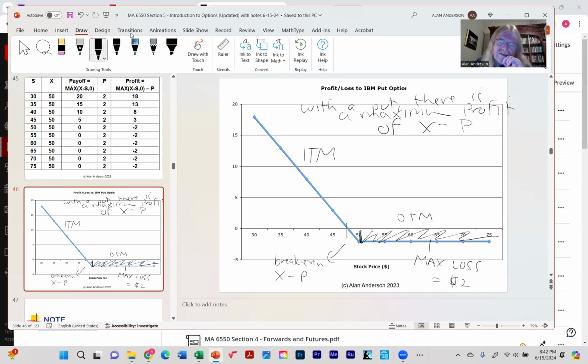But you might say, well, then, it's not such a great investment, right? No, but X minus P is still a very large sum of money. In other words, in this case, that's $48. If I pay $2 for something and it becomes worth $48, I've done rather well. I think you'll agree.